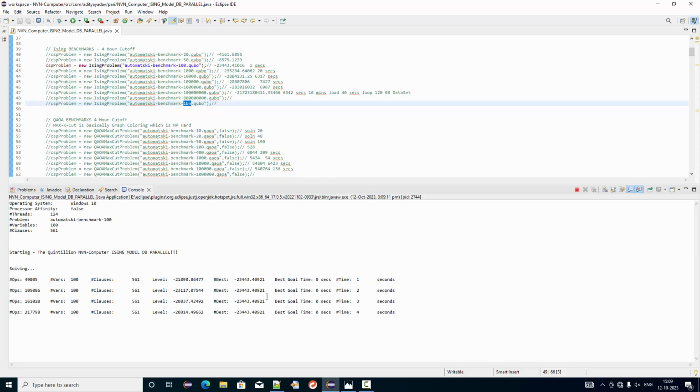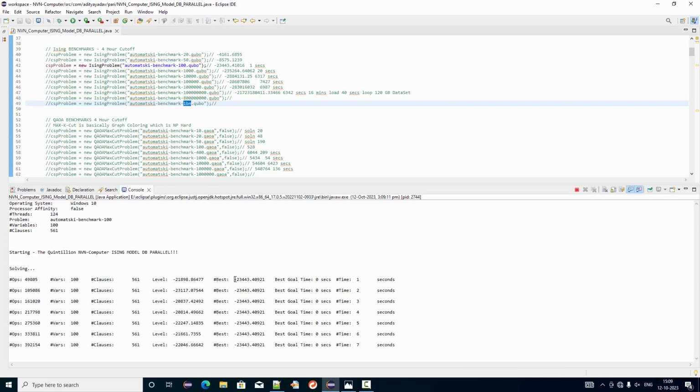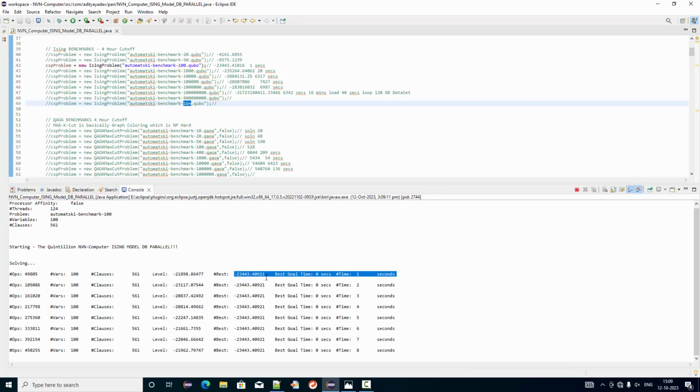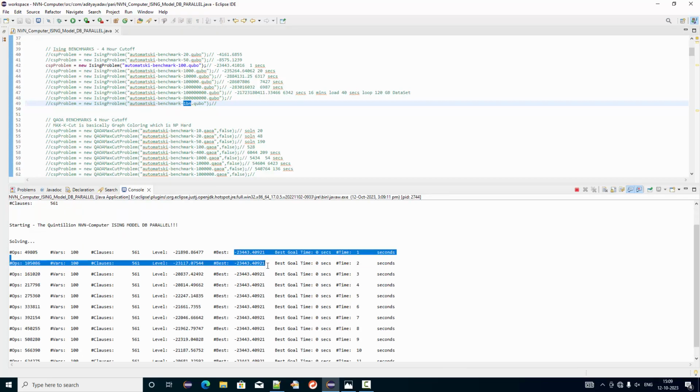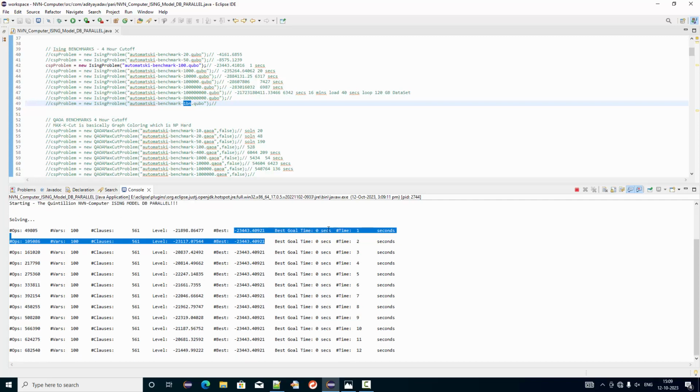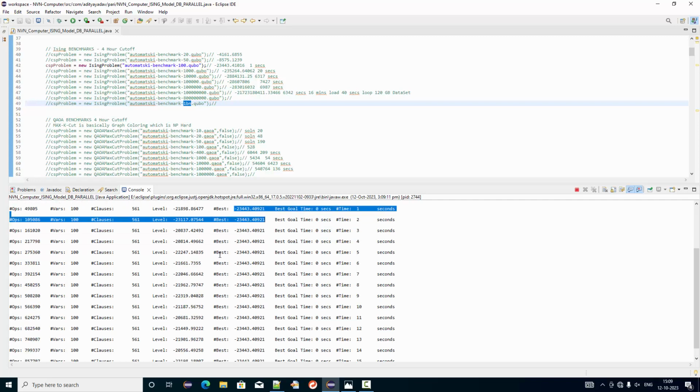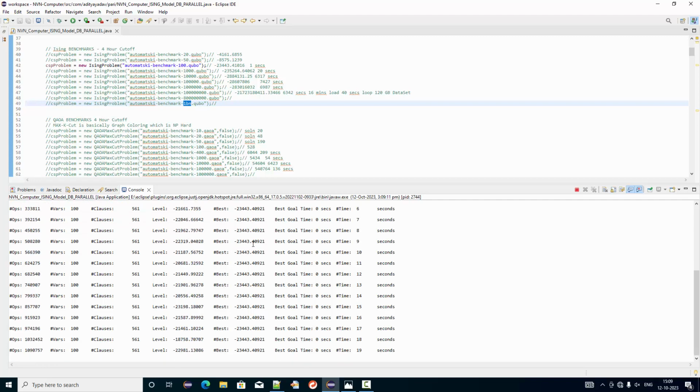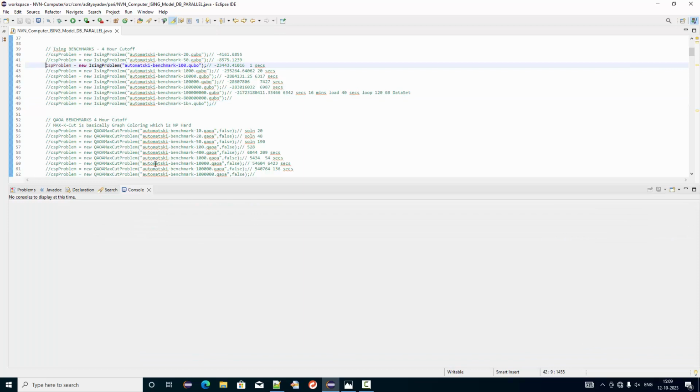So here it solved the problem, and this is the best energy it got. While in quantum systems you have to sample it also, right? And so it does this iteratively, and you can give it a time limit to solve a problem. Okay, let me look at a slightly bigger problem.